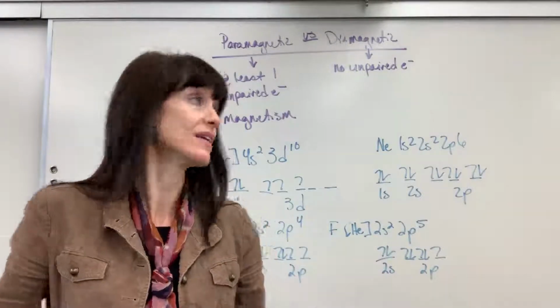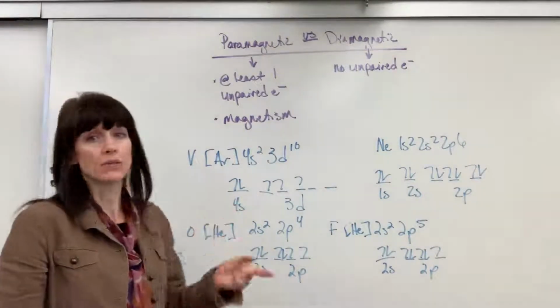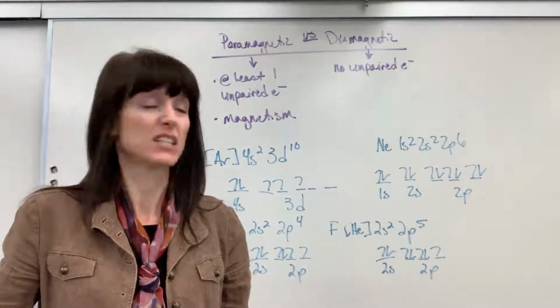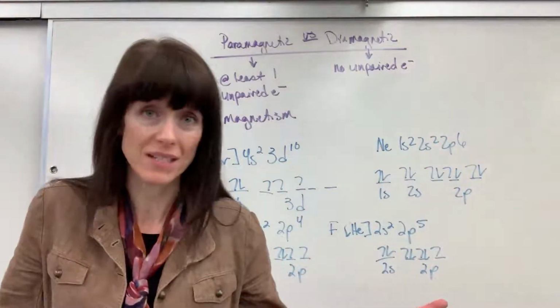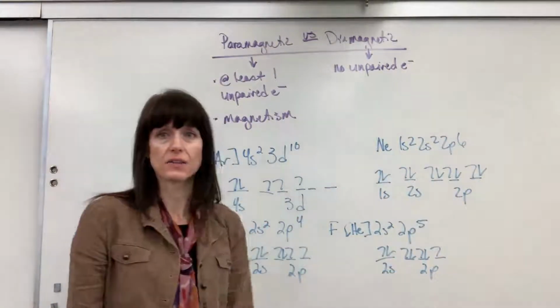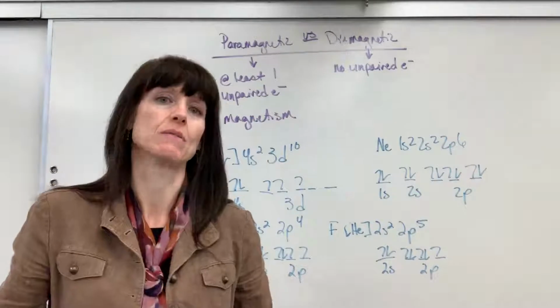Anything else in between there, you have an unpaired electron, it will be attracted to a magnet and be classified as paramagnetic. Doesn't matter if you have 7 unpaired electrons in an f block or if you have 1 unpaired electron, like here is a halogen. That will be classified as paramagnetic.